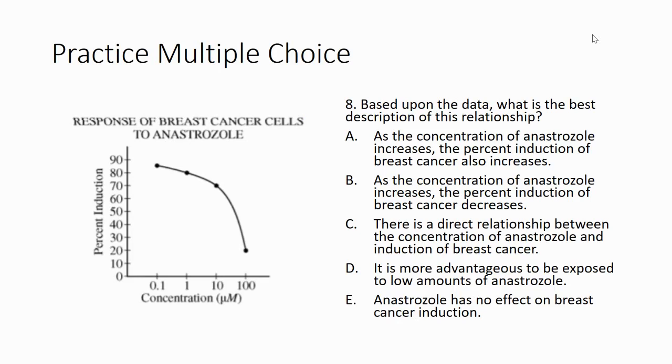And so, a quick multiple choice. Based upon the data that we see in the graph to the left, what is the best description of this relationship? At this point, please pause the video and see if you can answer. All right, at this point, you should have paused the video, so let's see if we are correct. Based upon our data, the best description of the relationship is that as the concentration of anastrozole increases, the percent induction of breast cancer is going to decrease.